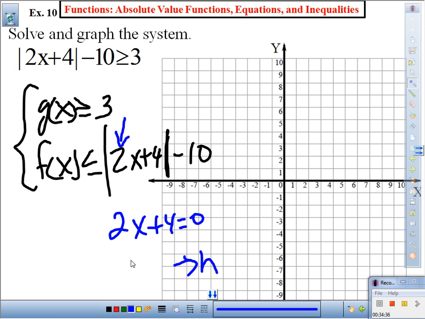Yeah, you solve minus 4 divide by 2, so x equals -2, h is -2.